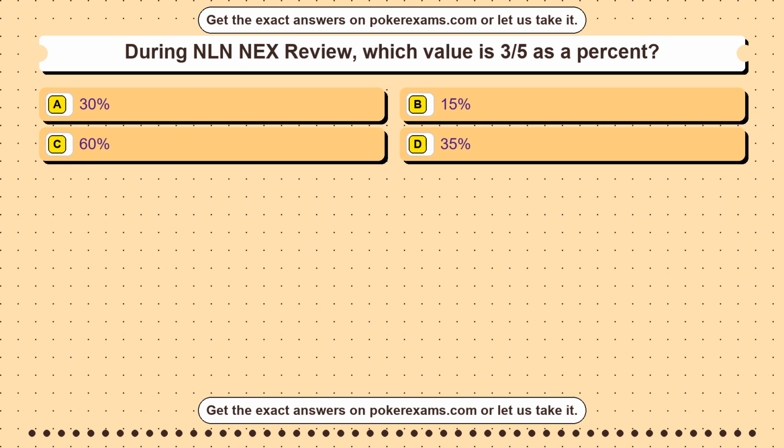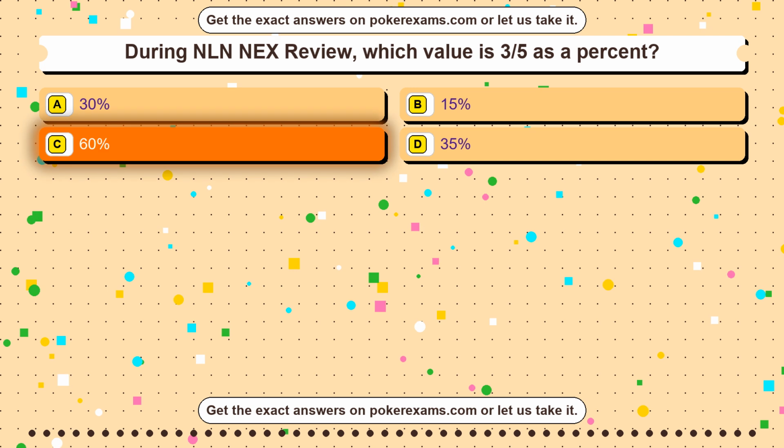Question 31. During GED reading practice test, which branch of government makes laws in the United States? Option A judicial. Option B military. Option C legislative. Option D executive. The correct answer is option C.